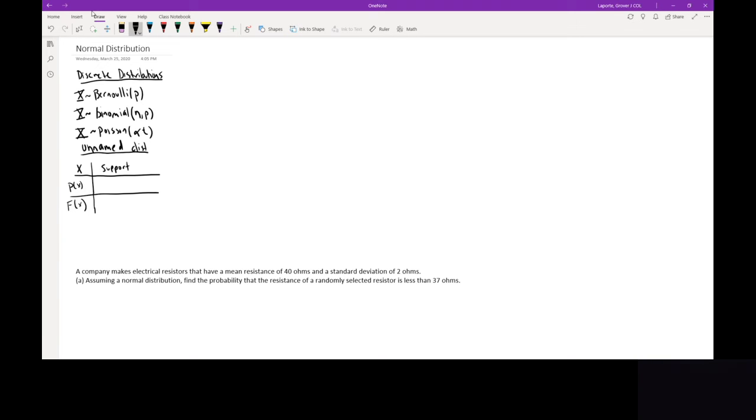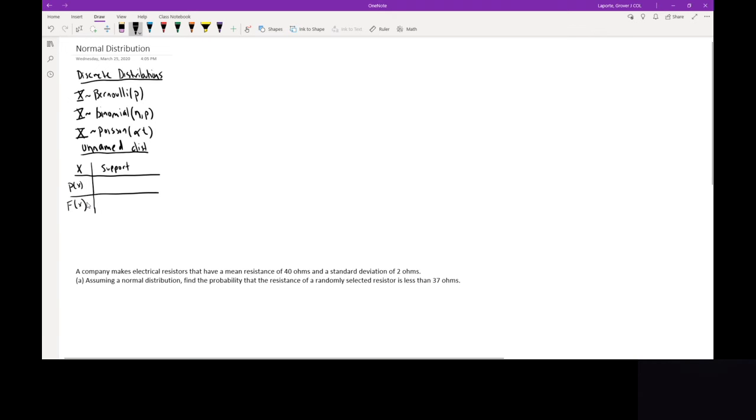We have done these in the past, so you've got X, you've got your support, the probability that capital X is equal to small x. The small x is the support here, and then you have your cumulative distribution function on that row. So we've seen those in the past videos.